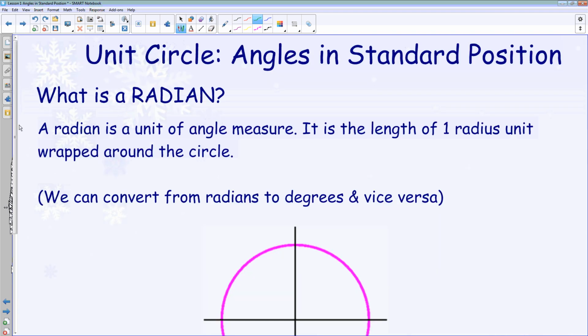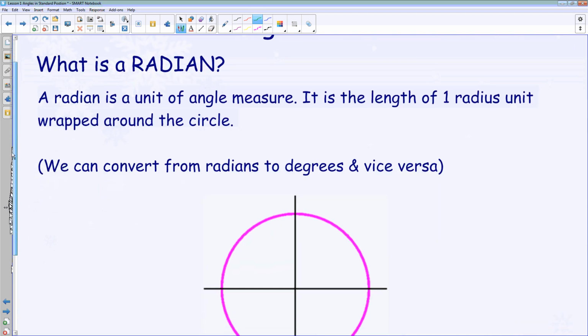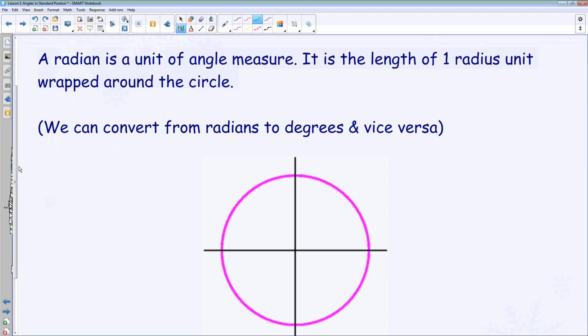Okay, so what is a radian? A radian is just a unit of angle measure, and it's the length of one radius unit wrapped around the circle. Okay, and we can convert from radians to degrees and degrees to radians. We're going to learn that in our next lesson. So there's my radius, and there's that length right there, and there's theta.